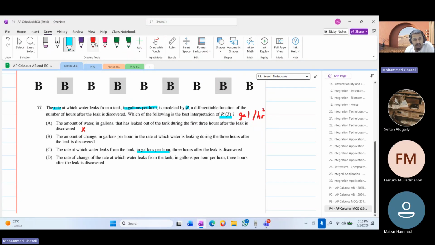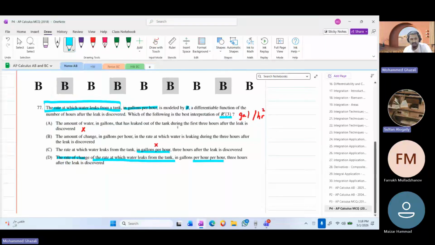The rate is wrong here. It's not gallons per hour. We said it's gallons per hour squared, the rate of change of the rate. Oh, it's D. So the rate of change is the derivative of the rate at which the water leaks from the tanks, in gallons per hour squared. Yeah, so perfect. That's the one.